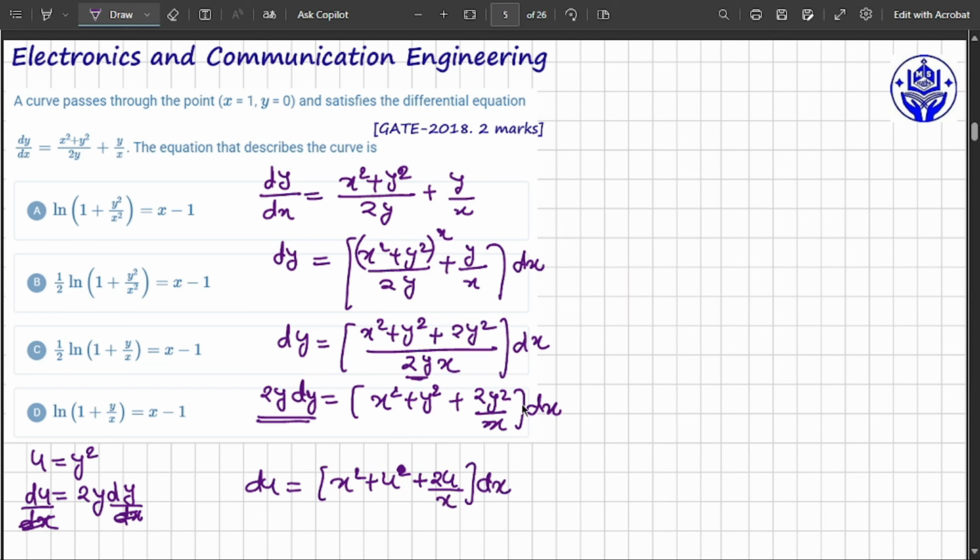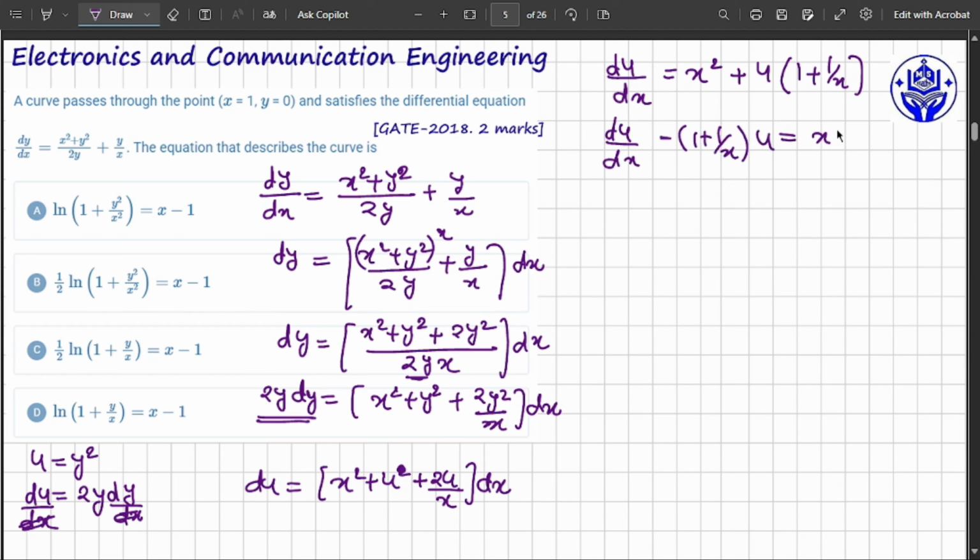Now we can write here, du over dx equals x square plus u, and if we take u common, then this will be 1 plus 2 upon x times u. Now what can I do here? That is du by dx minus 1 plus 2 upon x times u equals x square. Now it is a linear differential equation, so I can find the integrating factor.